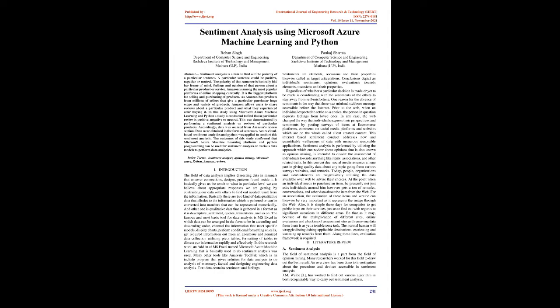Introduction. The field of data analysis implies dissecting data in manners that uncover connections, designs, and patterns found inside it. It basically gives us the result to what level we can believe the responses we are getting, by contrasting our data with others to find the needed result from the information. Basically there are two kinds of data: quantitative data, which refers to information that is gathered or can be converted into numbers and represented numerically. And the other one is qualitative data, gathered in a descriptive format, such as sentiment, quotes, translations, and so on.